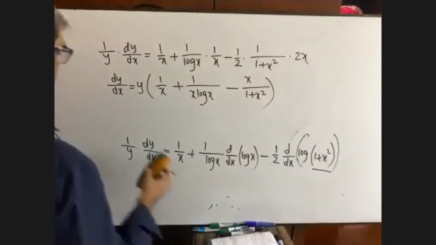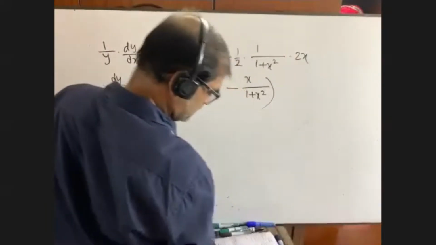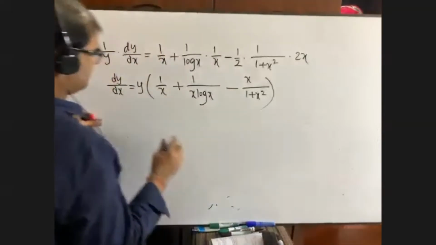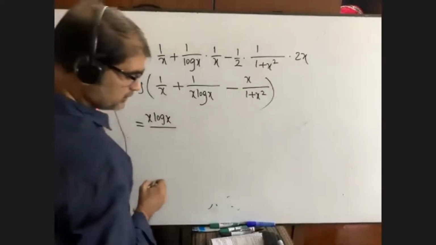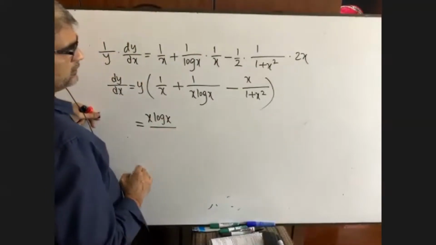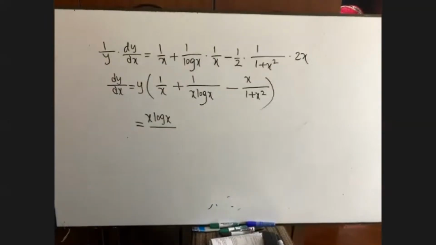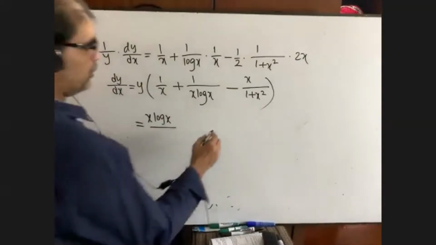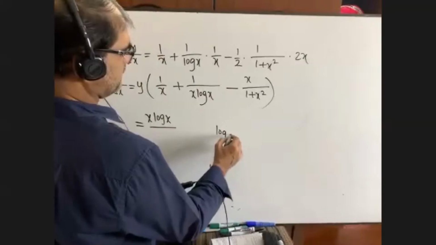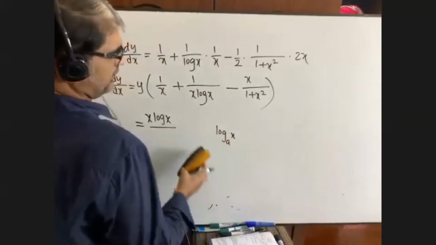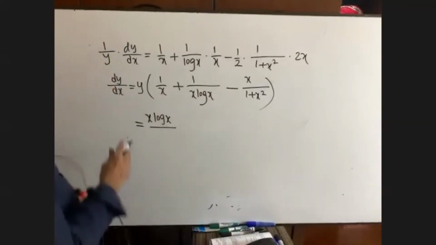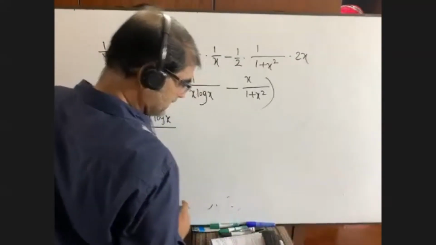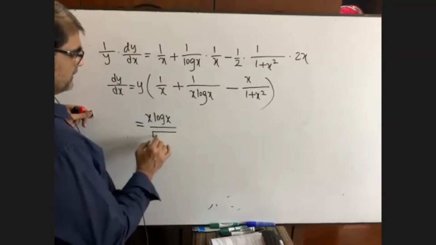Now let me know what is the value of y. The value of y is x log x, log x by root over 1 plus x square. Okay. So y is equal to what? x log x root over 1 plus x square. It is the value of y.